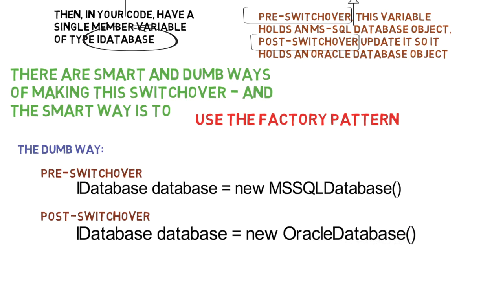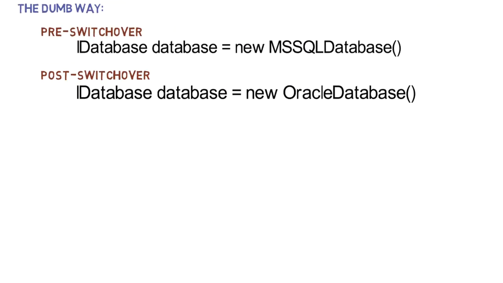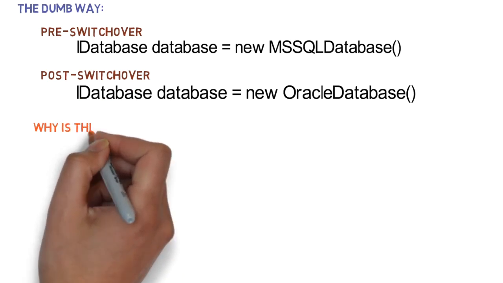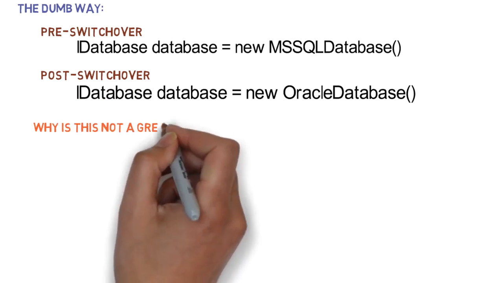Okay, why is this wrong? What's wrong with it? On the face of it, there's nothing really wrong with this code. We are changing the implementations. We are using an interface, which is the right thing to do. We don't want to be tied to the implementation details of either MS SQL or Oracle. We want to deal with an interface, and this code is doing it. What is wrong with it? Why is this not a great way of solving this problem?